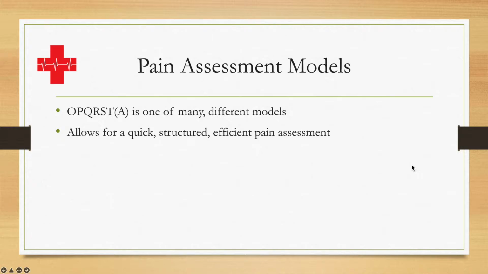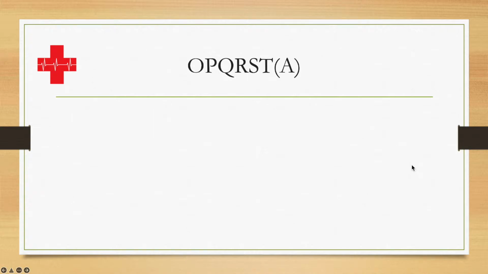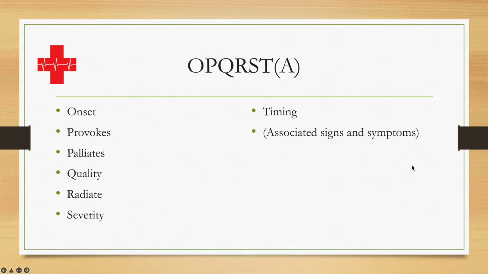Now, why use a model? Well, it allows for a quick, structured and efficient pain assessment, and it makes it less likely that you're going to forget something. So let's recap the individual steps. O stands for Onset, Provokes, Palliates, Quality, Radiate, Severity, Timing, and the associated signs and symptoms. Now, I put that in a bracket here as not everybody is aware of the OPQRSTA, but it is a good little add-on that I'll discuss in a little bit. Now, let's go through them one by one.